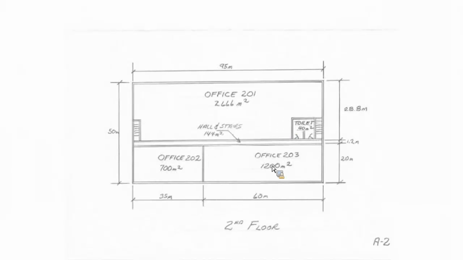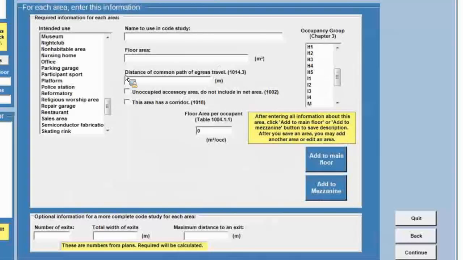So we have Office 201, Office 202, and Office 203, some toilets, and a hallway and stairs. So, first thing we're going to input is an office, and we want it to match the plan. So you can adjust this to match the plan. So we're going to pick Office 201.